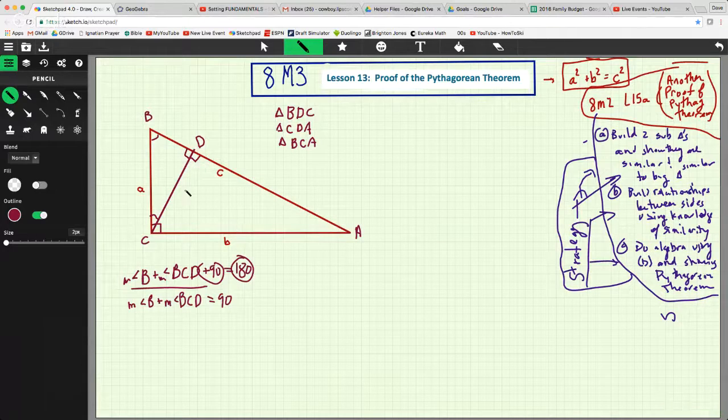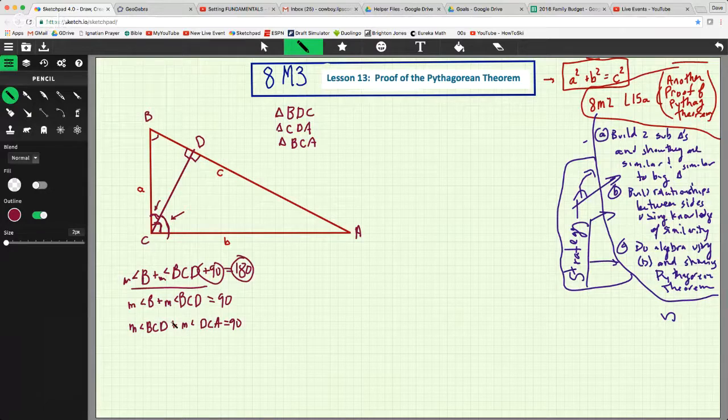The next thing we want to do is look at these angles here. Angle BCD and angle DCA, we want to show that these two angles added together also equal 90. So the measure of angle BCD plus the measure of angle DCA equals 90. And how do you know that's true? Well, this angle plus this angle have to equal the right angle because they're adjacent angles. Adjacent angles added together equal the measure of the larger angle.